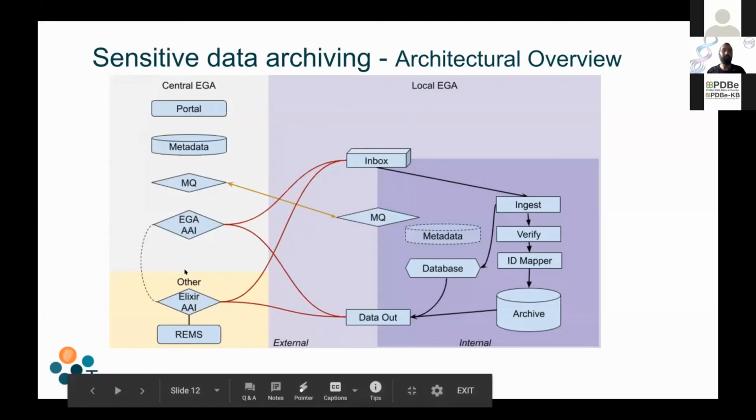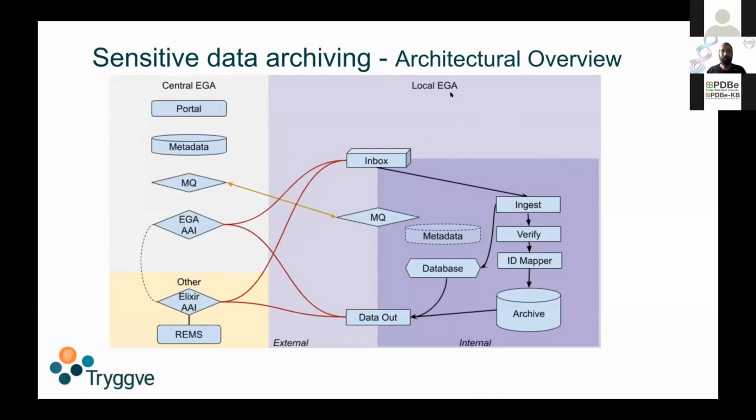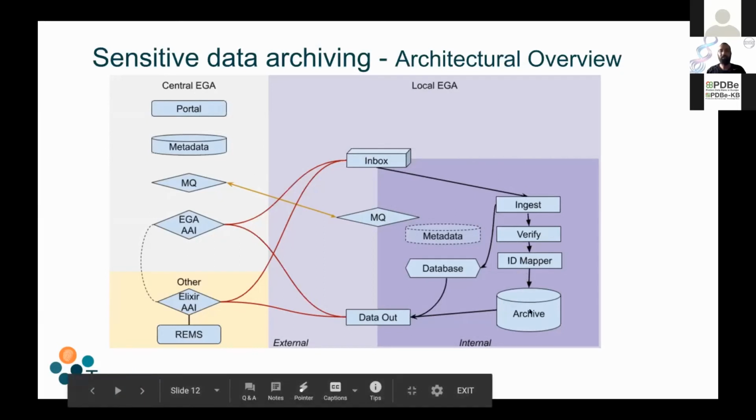So this is how the users authenticate. And then the local EGA, this will be in Norway, in France, and whatever, where the local storage is. When users log into the portal, they fill in the data for the sensitive data record information, and this will be stored in the central EGA. Then they will upload through the same website to the local EGA, and there will be ingestion, verification, and the data will be stored in the archive.